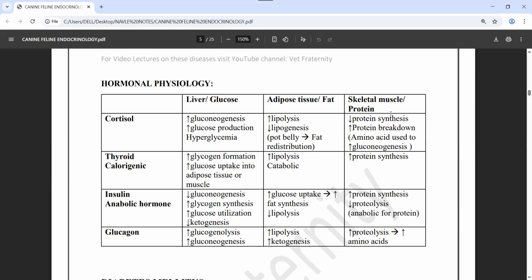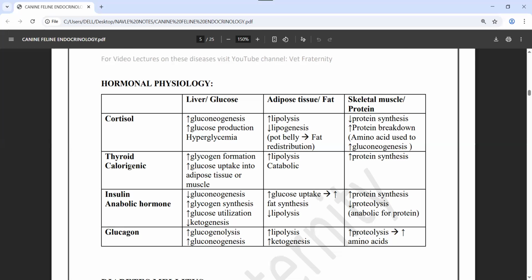Then cortisol's effect on skeletal muscle is that it decreases protein synthesis and increases protein breakdown, because when the protein breaks down, it produces amino acids, and these amino acids are the ones that are going to be used in the gluconeogenesis process. Gluconeogenesis is the production of glucose from molecules other than carbohydrate, that is, amino acids or lipids. So protein breaks down into amino acids, and these amino acids are utilized by the liver to produce glucose.